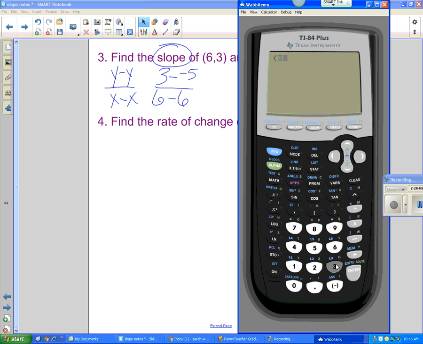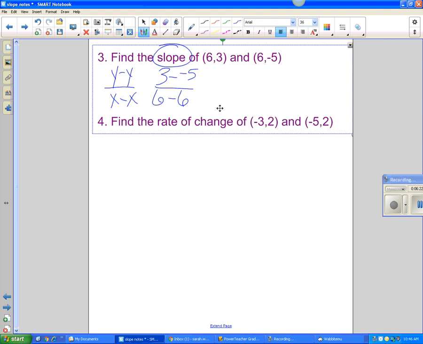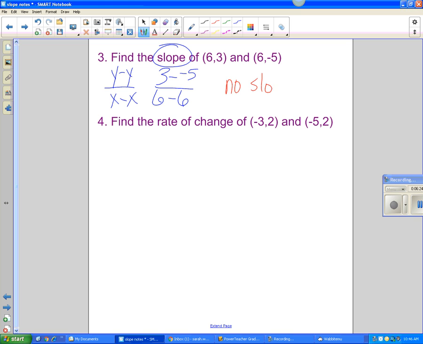Parentheses, 3 minus negative 5, parentheses, divided by, parentheses, 6 minus 6. The calculator gives you an error message because you cannot divide by 0 in math. So it gives you an error. When you get an error message, the answer is no slope. The answer is no slope.